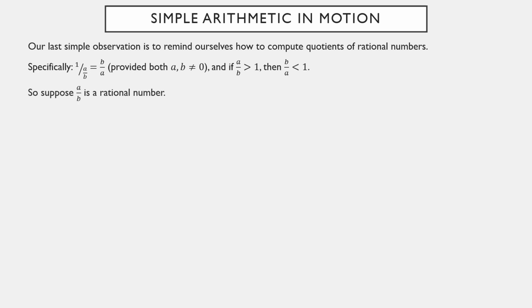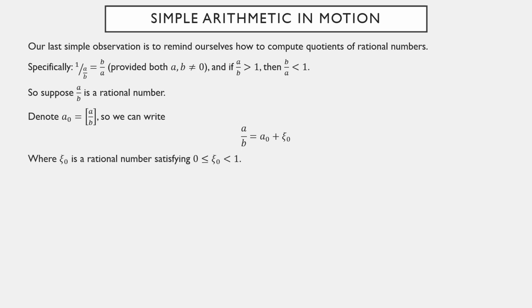So suppose that a over b is a rational number. Denote by a naught the integer part of a over b. So a over b is its integer part plus its fractional part, which we're denoting by psi naught. Psi naught has to be a rational number because a over b is rational and it's equal to an integer plus psi naught, but it's this fractional part, a number minus its integer part, that's between 0 and 1. If psi naught is 0, do nothing.